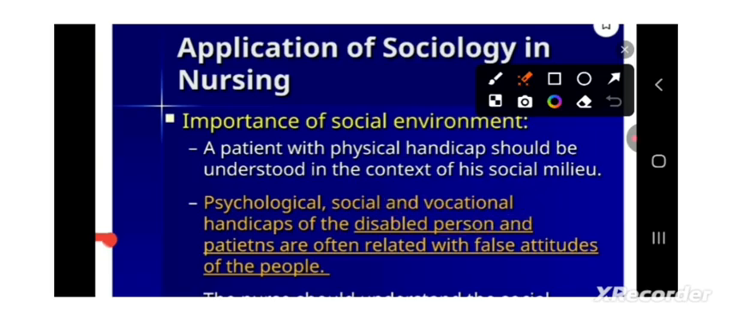The psychological, social, and occupational handicaps of disabled persons and patients are often related to false attitudes of the public. This is a powerful sociological point. The biggest handicaps are often not the physical impairment itself, but the negative, false, or discriminatory attitudes and stigma held by others. These attitudes lead to social isolation, psychological distress, and occupational exclusion, compounding the difficulties faced by the patient. The nurse must recognize these external social barriers as a major factor in the patient's total health.